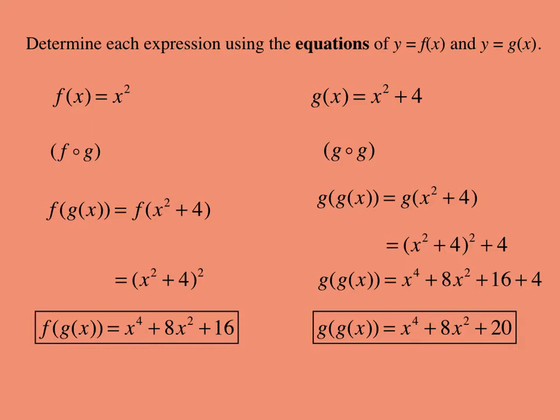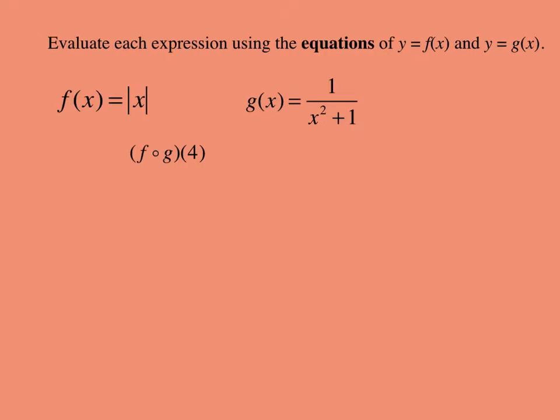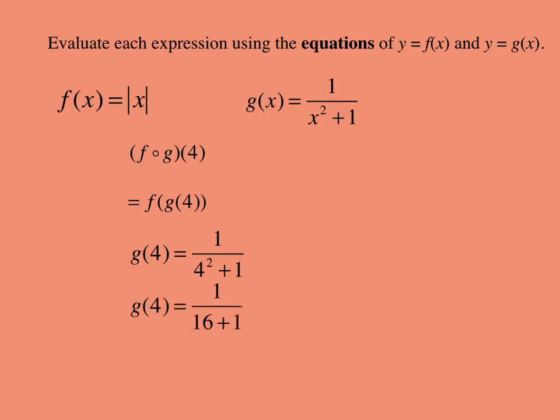Let's look at another example, but this time we'll be evaluating a function composition. F of x is an absolute value function, the absolute value of x. G of x is 1 over x squared plus 1, and we're asked to evaluate f of g of 4. So we'll start by looking at g of 4. We'll substitute 4 in place of x, and we get 1 over 16 plus 1, or 1 over 17.